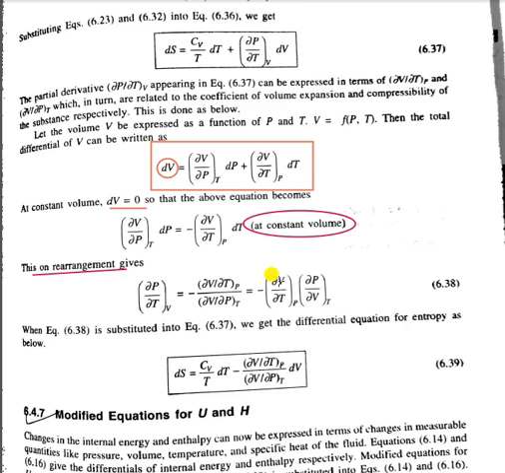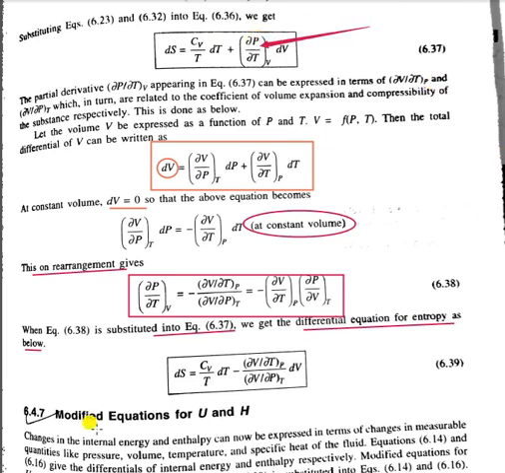Now when 6.38 is substituted into 6.37, अगर 6.38 को 6.37 में substitute करें तो we get the differential equation for entropy as below. तो del p by del t की वैल्यू हमें कहाँ पुट करनी है? इस इक्वेशन की वैल्यू हमें 6.37 के अंदर यहाँ पे पुट करनी है, ठीक है.